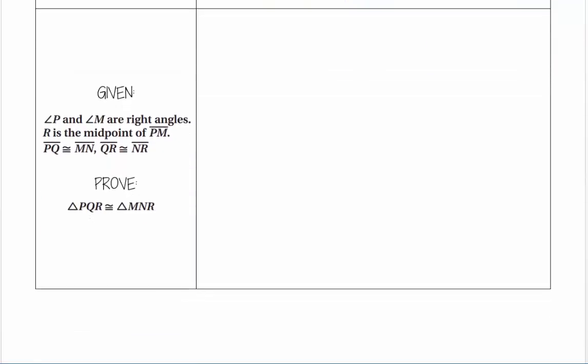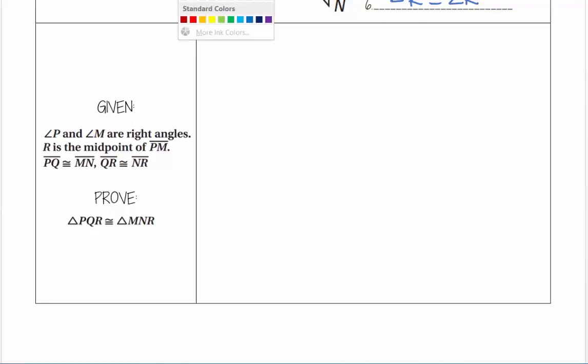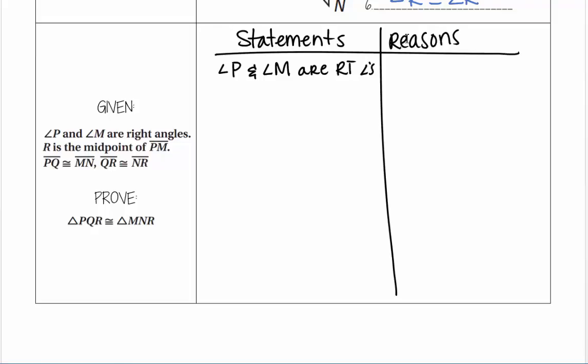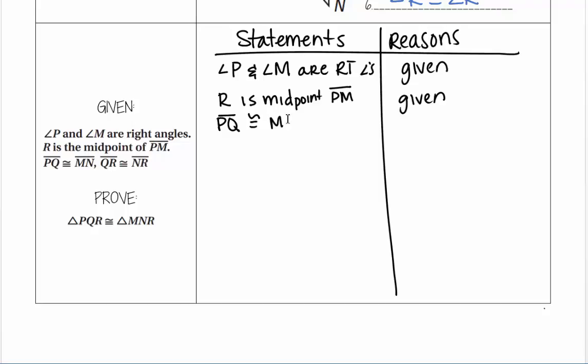So, let's do a proof. Remember, for all of our proofs, we have our 2 columns with statements, and then reasons. Let's write down our givens. Angle P and angle M are right angles. And then we have R is the midpoint of PM. And we have PQ congruent to MN. And finally, QR is congruent to NR. All of these things are given.